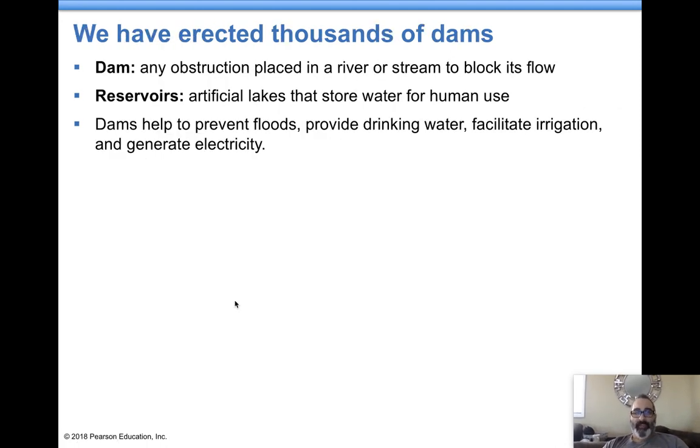Dams. What are dams? They're obstructions. They block the flow of water. Why do we generally build them? So we can divert water from one place to another. That's one reason. And another secondary reason, or a primary reason in a lot of cases, is to produce electricity through hydroelectric plants. Reservoirs are artificial lakes. We build them all the time to store water for ourselves. All right.